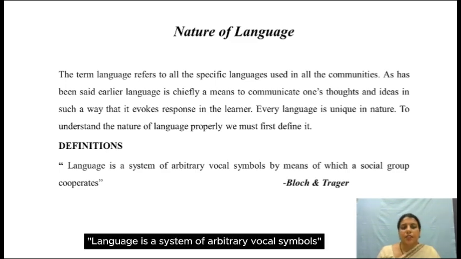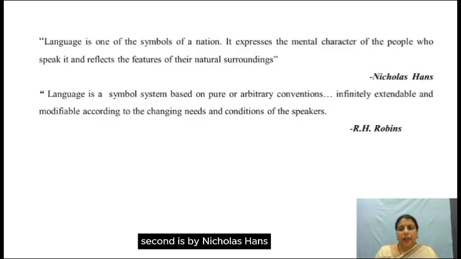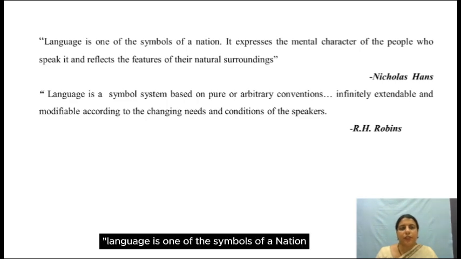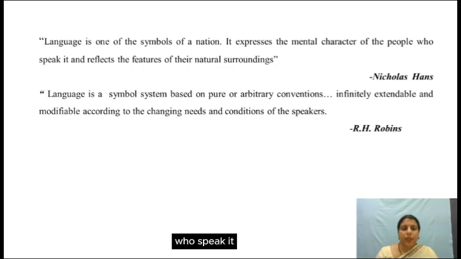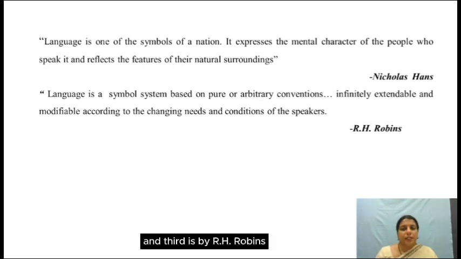Definitions. Language is a system of arbitrary vocal symbols by means of which a social group cooperates. It's by Bloch and Trager. Second is by Nicholas Hans. Language is one of the symbols of a nation. It expresses the mental character of the people who speak it and reflects the features of their natural surroundings. And third is by R.H. Robins. Language is a symbol system based on pure or arbitrary conventions, infinitely extendable and modifiable according to the changing needs and conditions of the speakers.